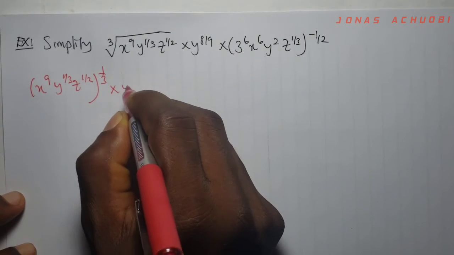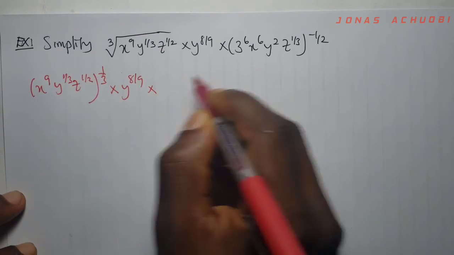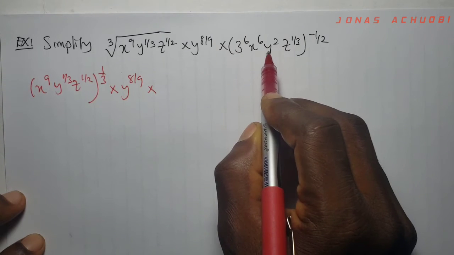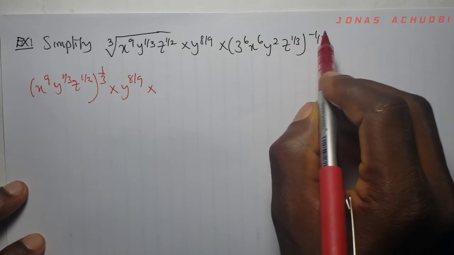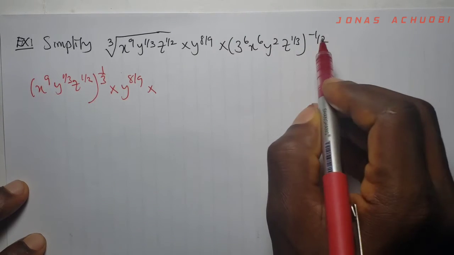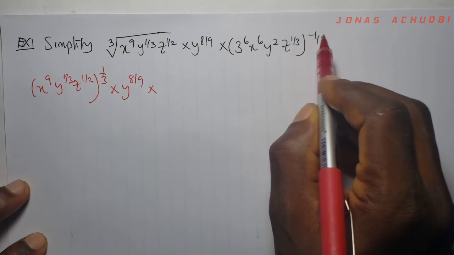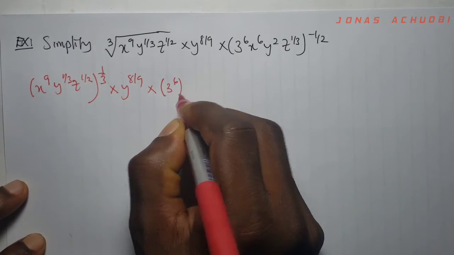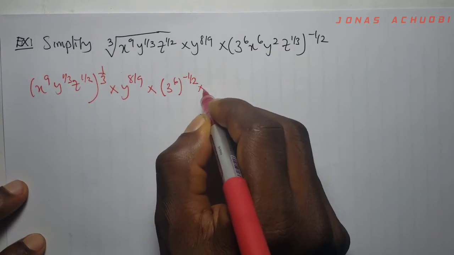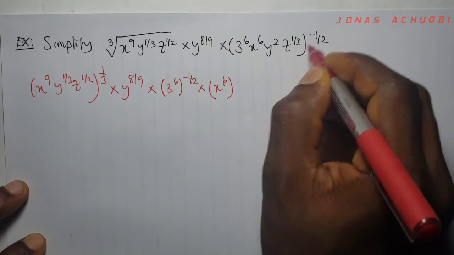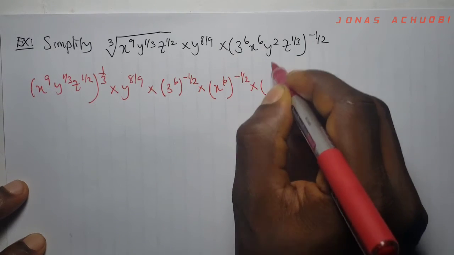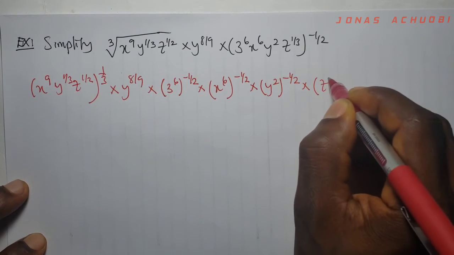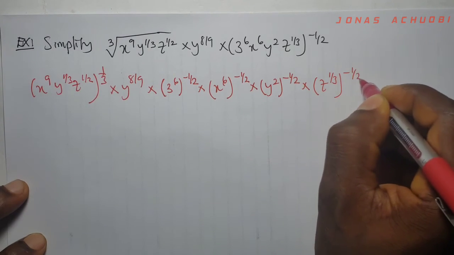So times y raised to the power 8 over 9 times, now I come over here, there's a power outside and I have different index forms inside the bracket, and there's a law that says that once I have a power outside and I have more than one index form, I should distribute the power outside to each of the index forms. So I'll distribute. The first one is 3 raised to the power 6, I'll give it the power minus 1 over 2, times the second one, x raised to the power 6. I give it the power minus 1 over 2. The third one is y squared. I give it the power also minus 1 over 2. The last one is z raised to the power 1 over 3. I also give it the power minus 1 over 2.